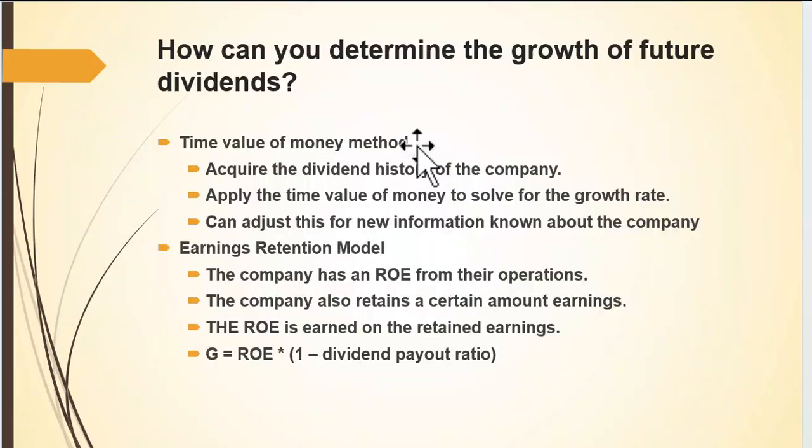So, how do we find these variables? We've already talked about how you find the required return. Now let's talk about how we find the growth rate of future dividends. There are two basic ways. We can use the time value of money method. We can look at the historical record of dividends and calculate that growth rate historically. Now that's not the growth rate that we want. We want the growth rate of future dividends. So we're going to have to adjust this growth rate for any new information we may have about the company.